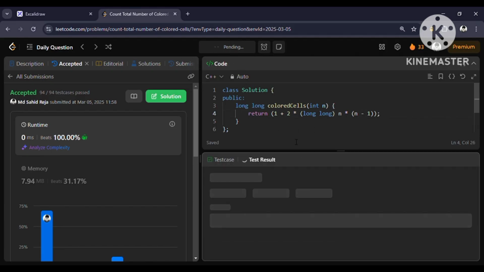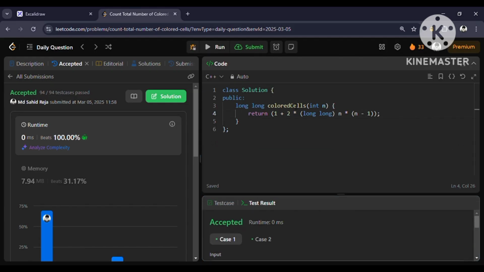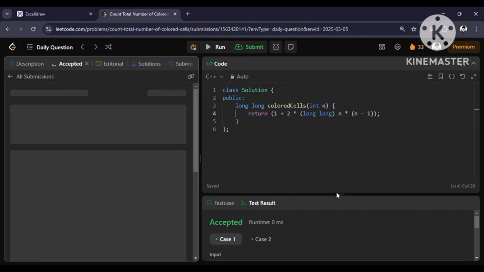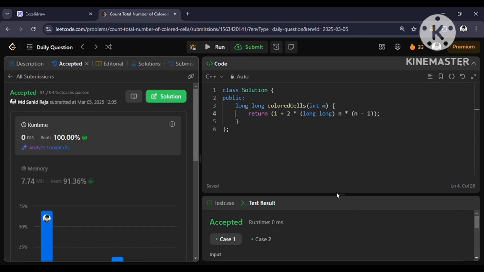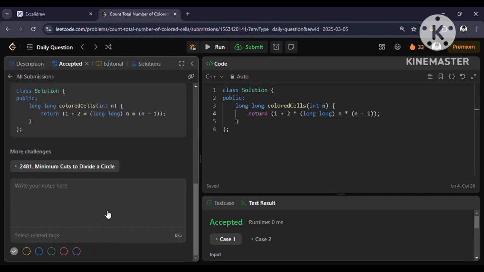So let's run this. This should pass. This should be accepted, I think. Yes. So let me submit this. It should pass all the test cases. Yes, it has passed all the test cases.